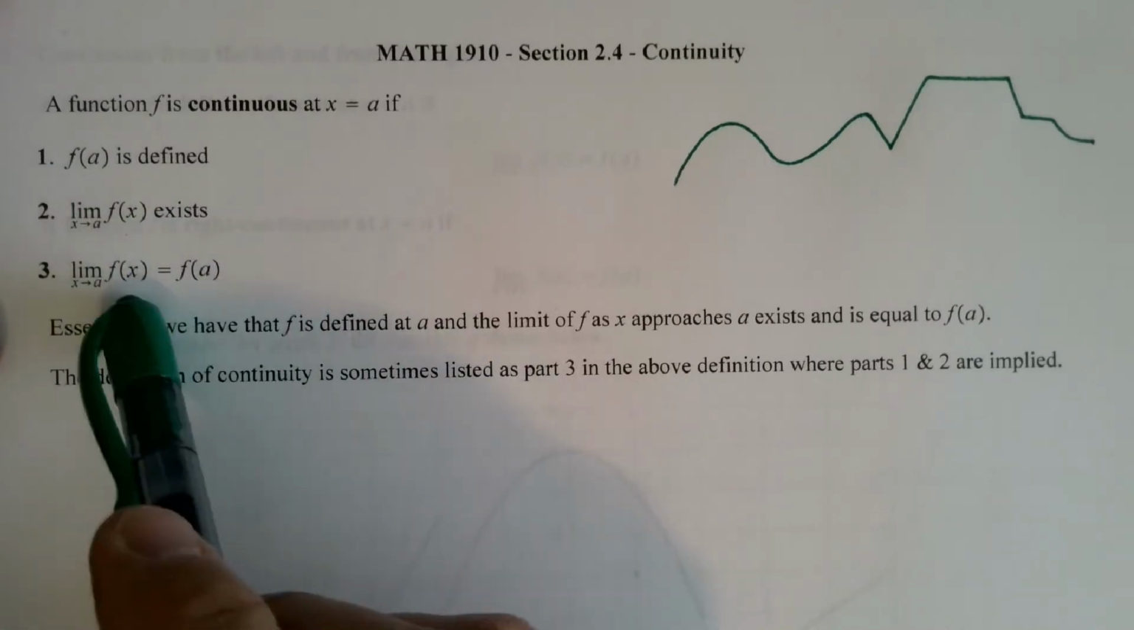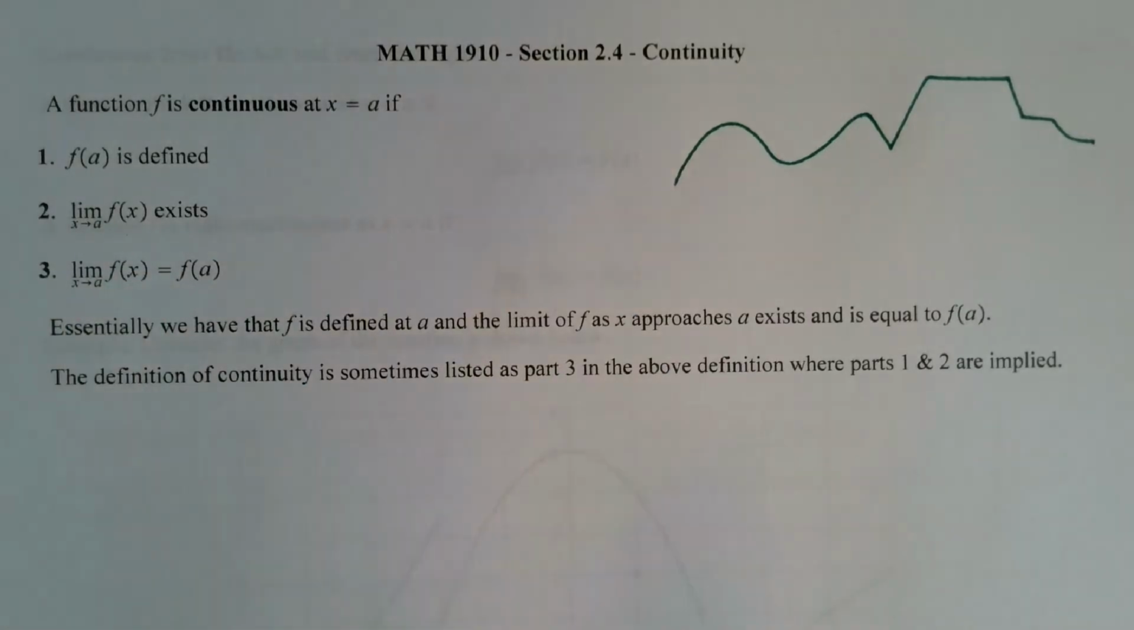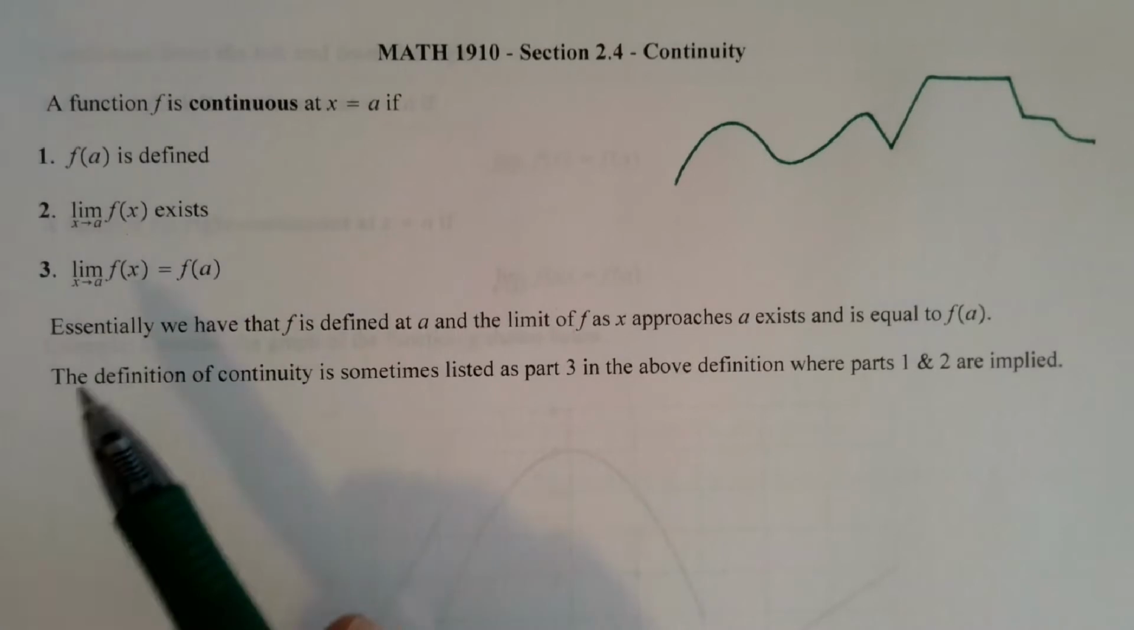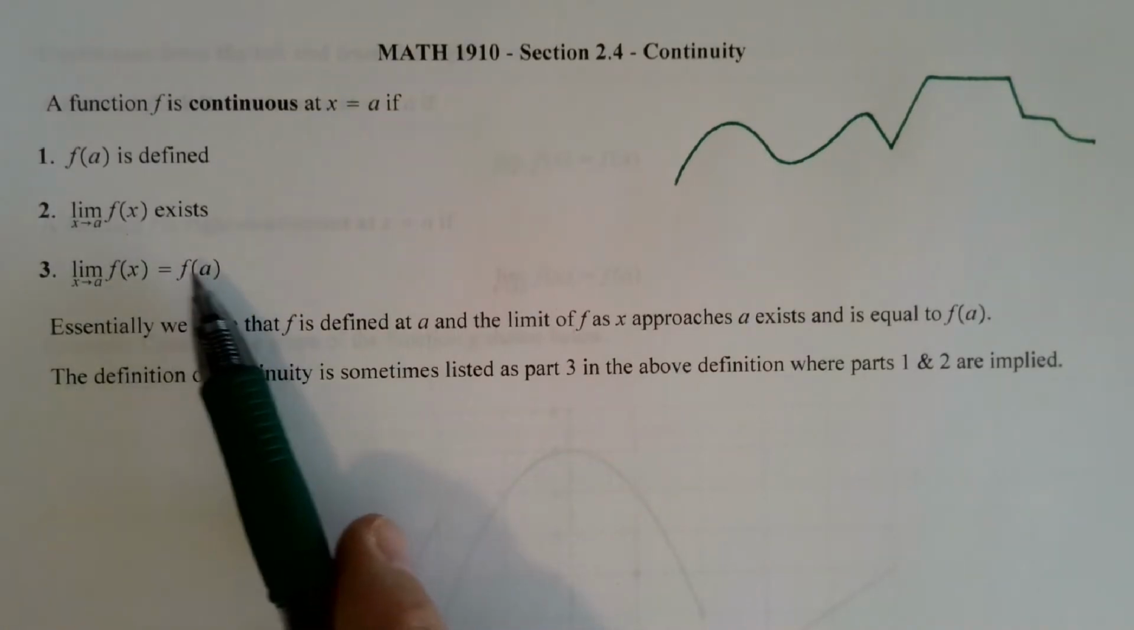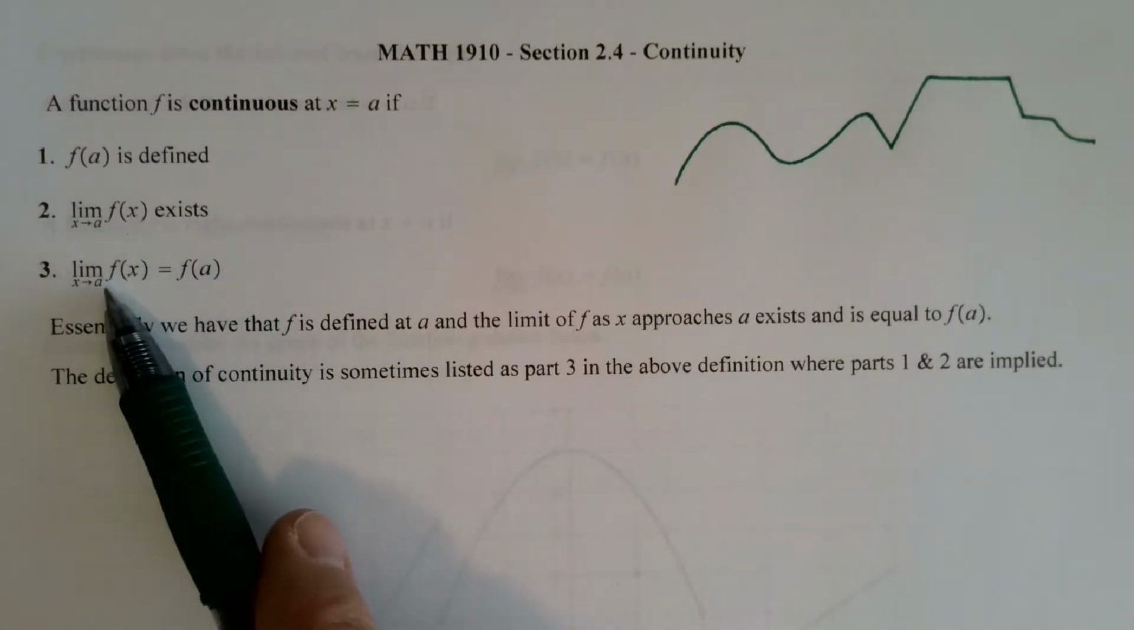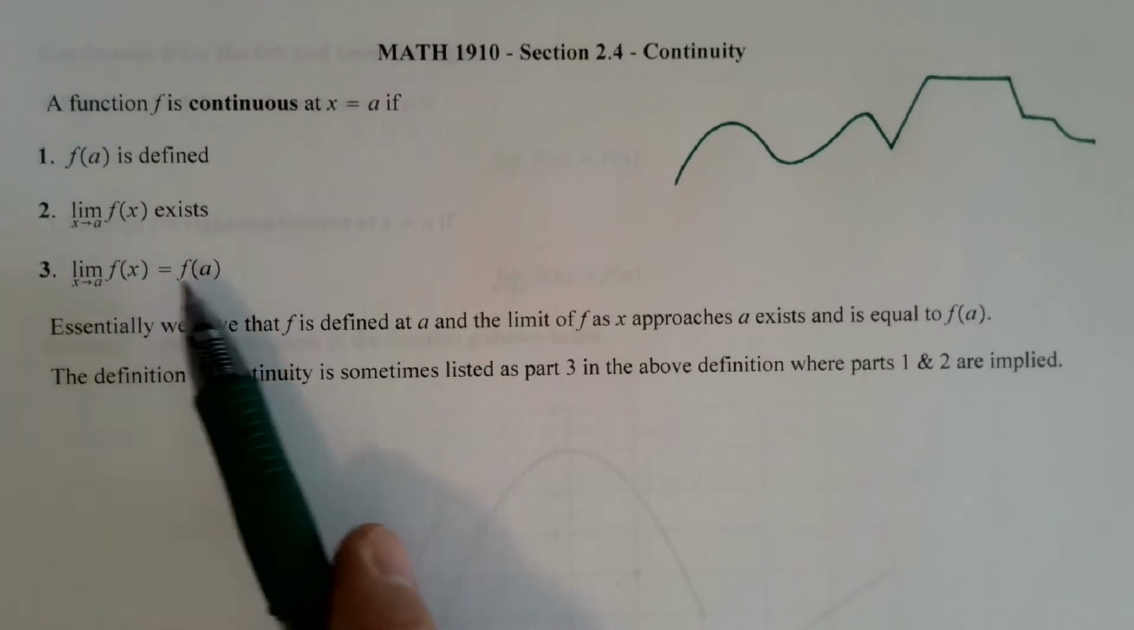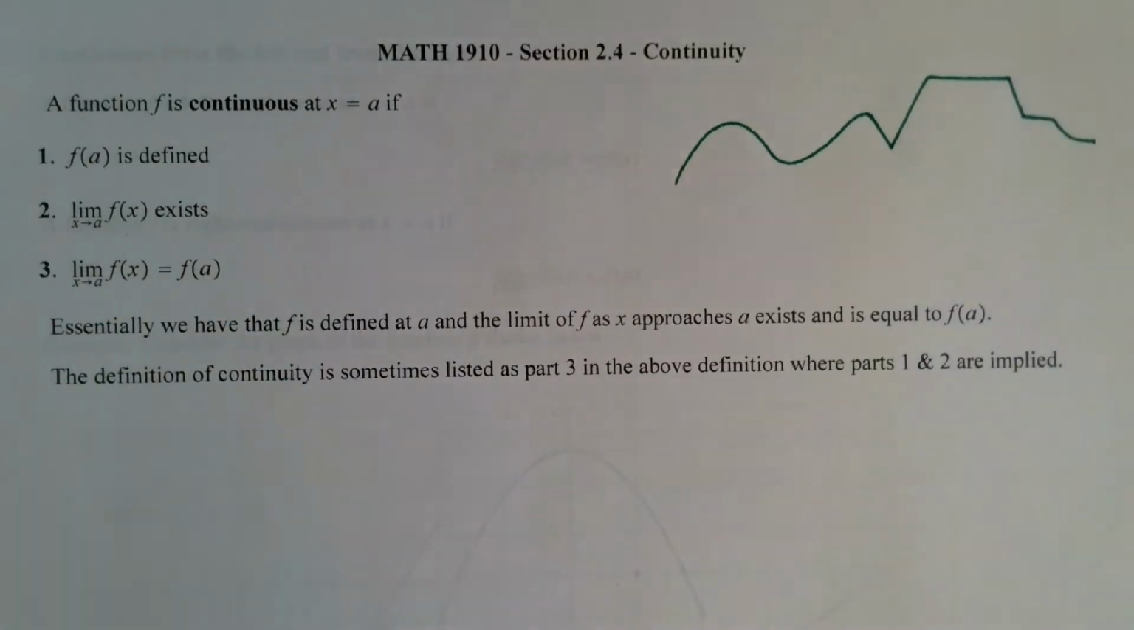In other words, the value of the function that exists in number 1 and the limit that exists in number 2 are equal. So essentially we're saying a function f is continuous if it's defined at a and the limit as x approaches a of the function exists and is equal to f of a. Sometimes the definition of continuity is just stated in number 3 by itself under the assumption that both of these quantities on either side of the equal sign exist.